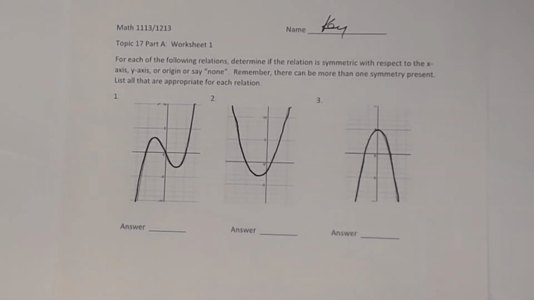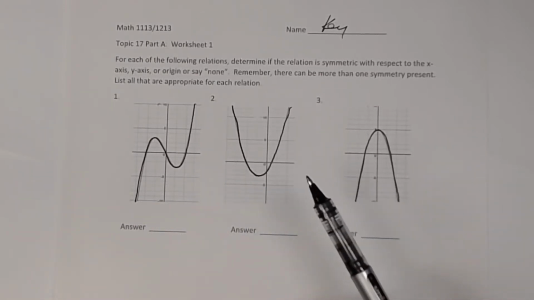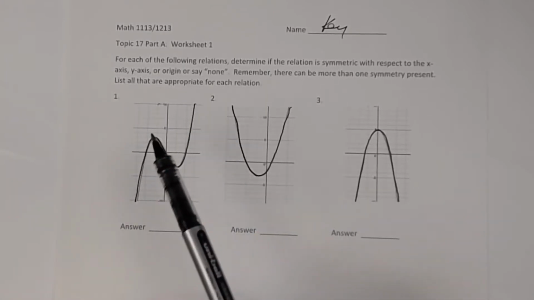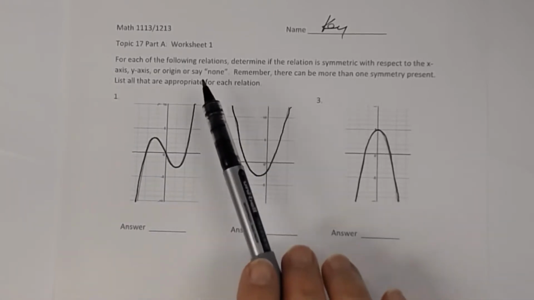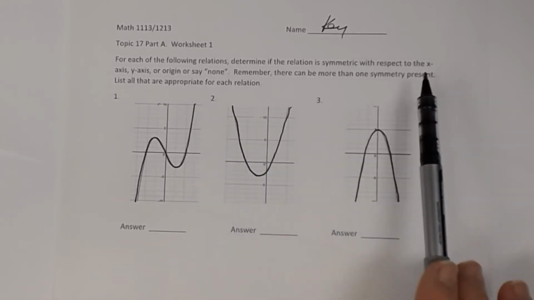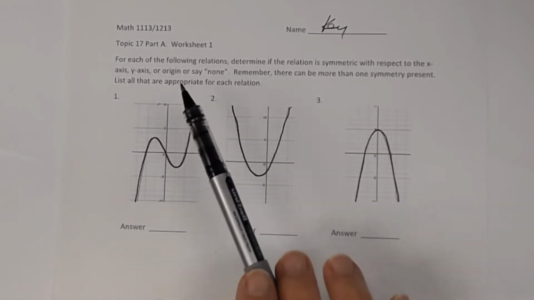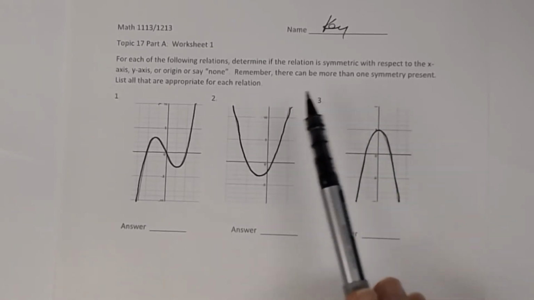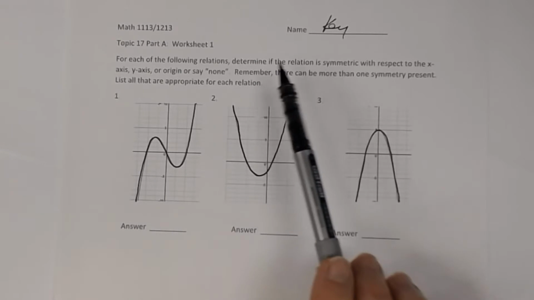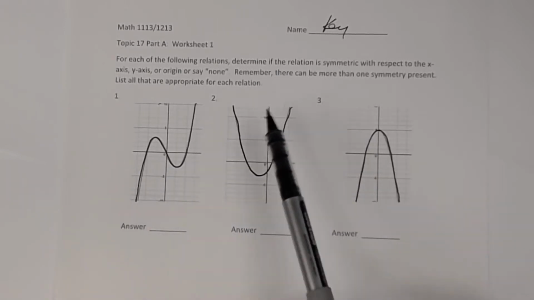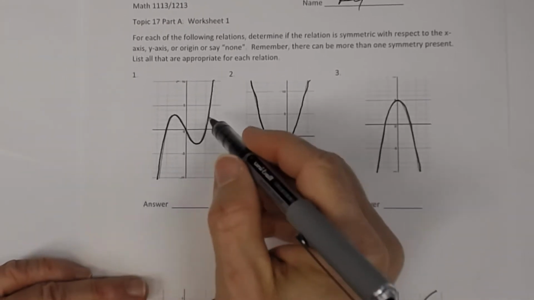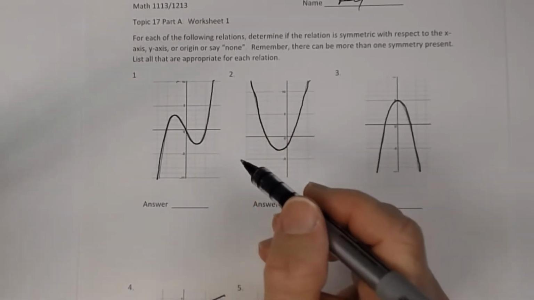On this worksheet, you're going to determine whether a relation is symmetric about the x-axis, the y-axis, or the origin, or there may not be any symmetry with respect to the x-axis, y-axis, or the origin. So in that case, you would say none. It is possible for a relation to have more than one symmetry, and so you just list all the ones that are appropriate.